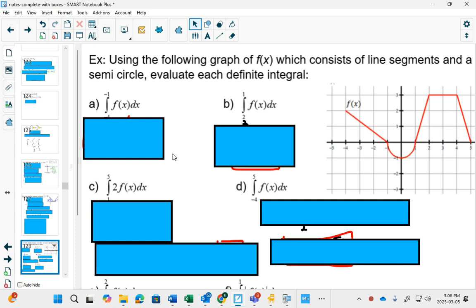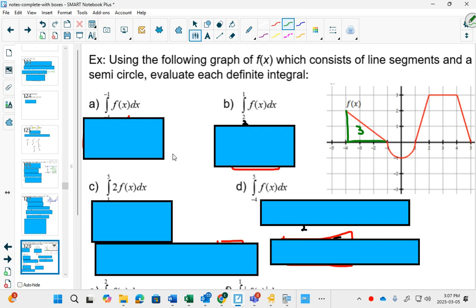Using the following graph, which consists of line segments and a semicircle, evaluate each definite integral. Let's just look at this and notice the shapes. There I have a triangle. I can find the area of a triangle, base times height divided by 2. Are you okay that this is going to be 3 times 2 divided by 2? This area is 3.